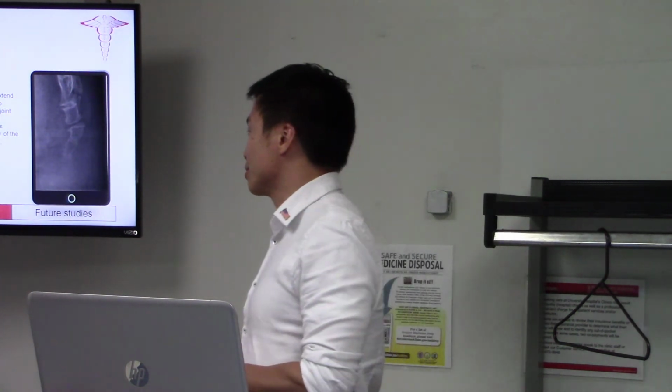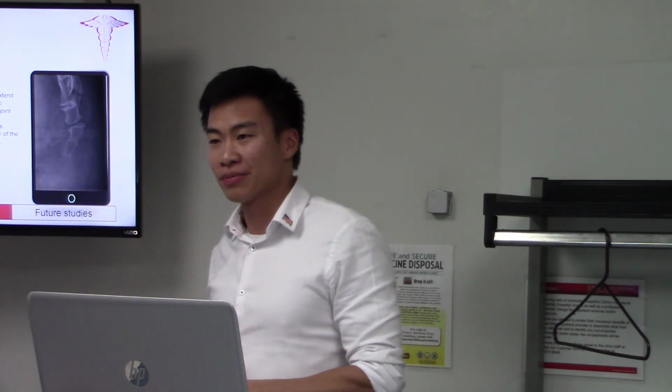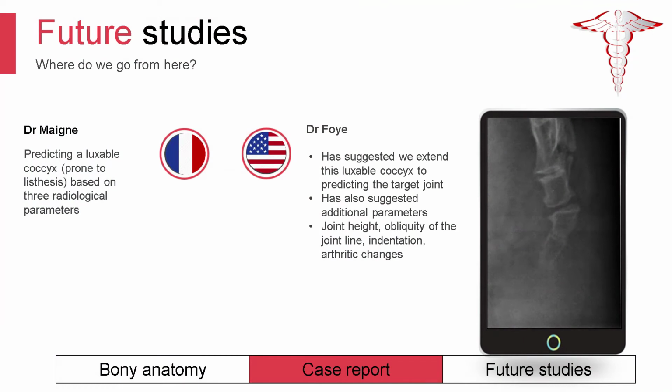He's saying to not just predict if it's prone to dislocation, but also to say which joint it is. So say if someone can't do dynamic X-ray for whatever reason, they can use these signs to predict which joint is the unstable joint and do an injection. And that's better than doing a blind injection where you don't know anything.